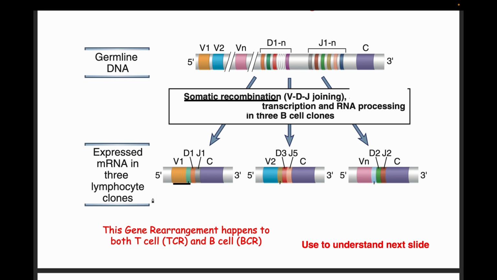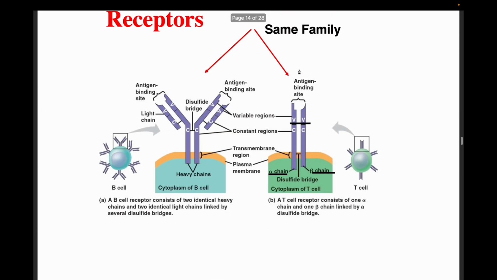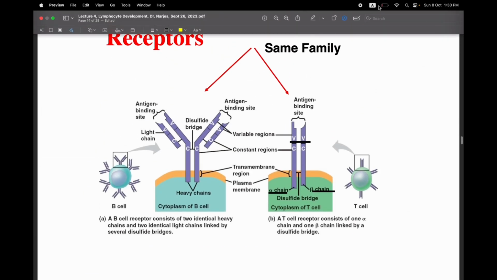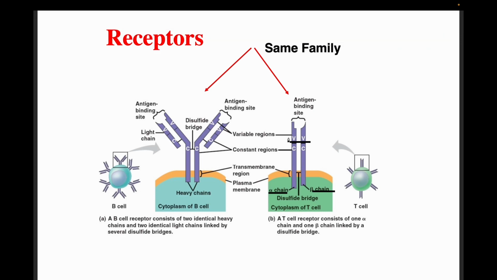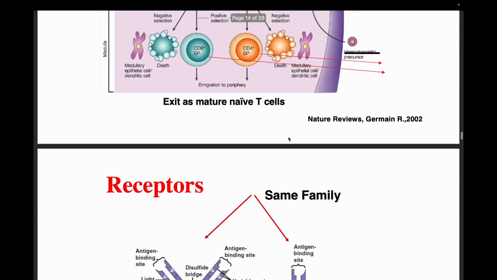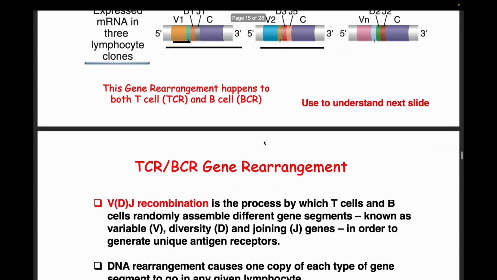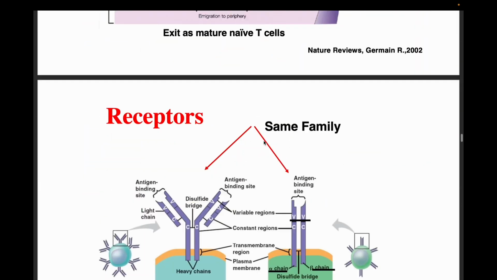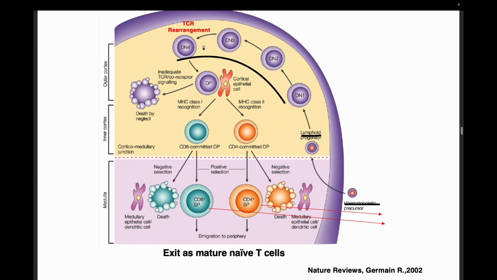So in the end, what will be generated is a specific VDJ combination through somatic recombination, either this one or this one or this one. And this VDJ will code for what? For the variable region of the TCR, the TCR receptor, as was shown to us. Good. And this process, TCR rearrangement, where does it happen? It happens at the double negative stage, these DN1, DN2, DN3, DN4.